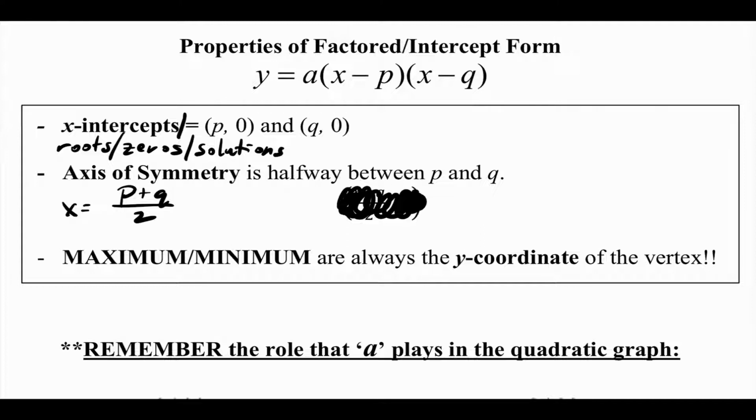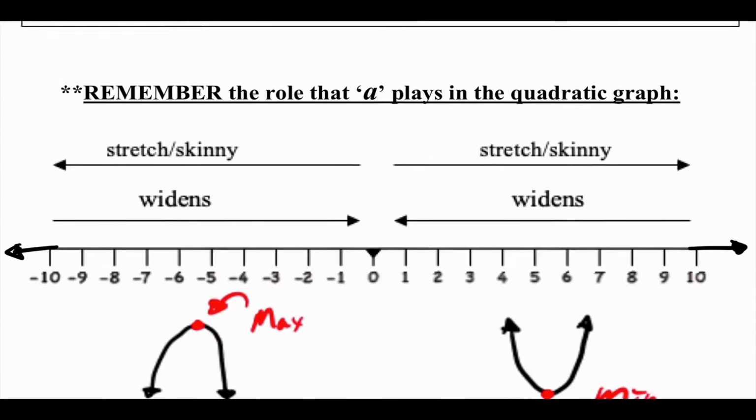So axis of symmetry, how do we find axis of symmetry? It's the halfway point between P and Q. So wherever P is, wherever Q is, find the halfway point. So another way to say that is add them up and divide by 2. That's the halfway point. Where did I start? Where did I finish? Add them up, divide by 2, you're in the middle. That's the way to find the middle. The maximum and the minimum are always the y coordinate of the vertex. Okay? All right, so that's that.